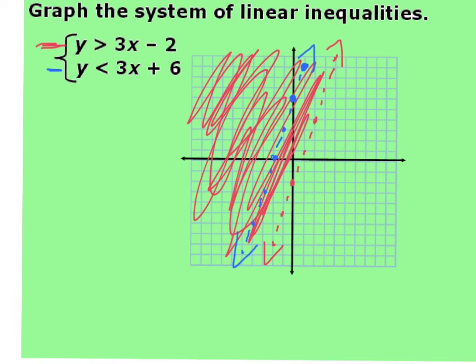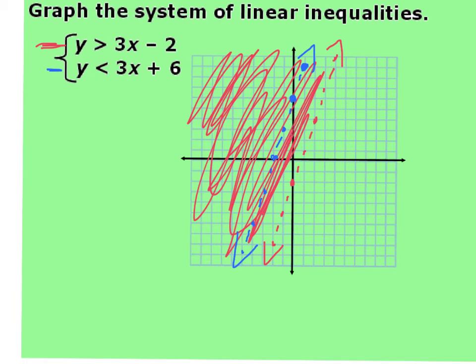Okay, so here I have my blue line. I started at 6 and I went 3 up, 1 over, and I continued the pattern. I did make it dotted. If you look close, the blue line is dotted because it's less than, not equal to. I'm going to put my pencil on the y-intercept and look at this, and it says less than, so remember, I do go below the line.